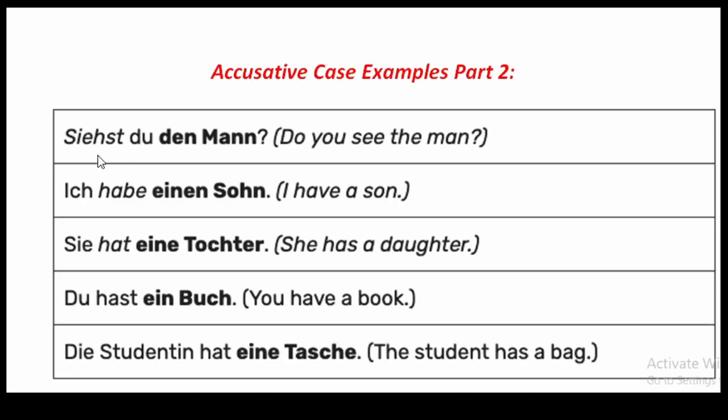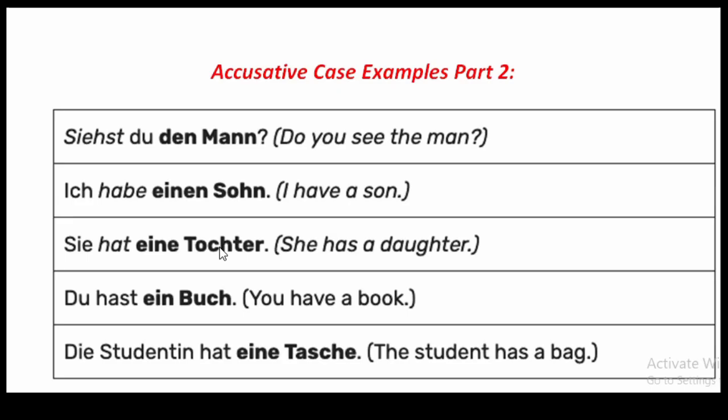So the first one is a question. Siehst du den Mann? Do you see the man? So that is my object. Den Mann. This is a der noun. So I write der into den in accusative. Ich habe einen Sohn. I have a son. That is my object, which should have einen. If you want to write an indefinite article, I can't write ein here because this is a masculine noun.